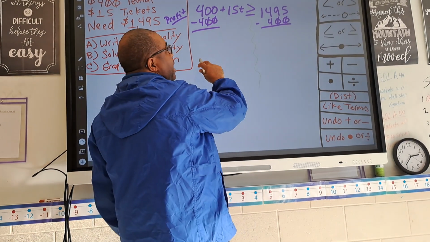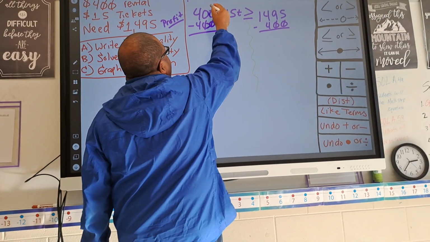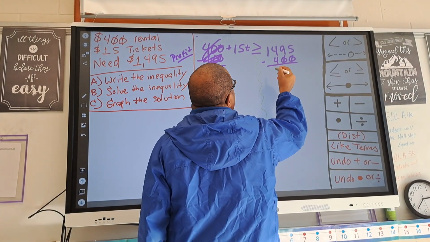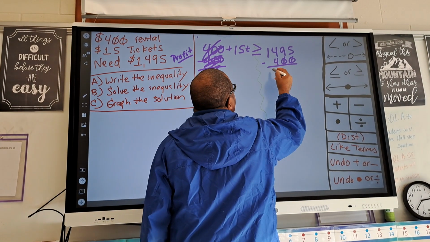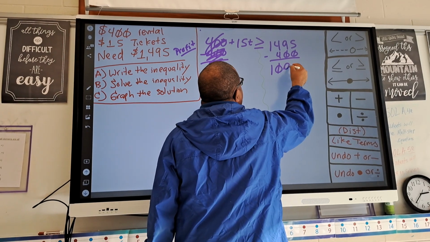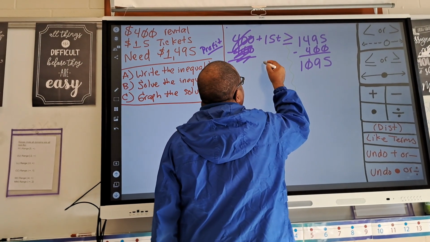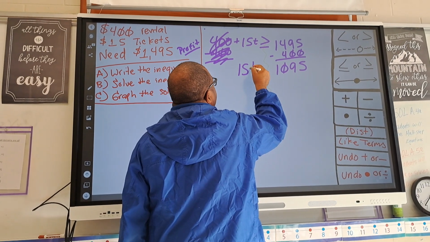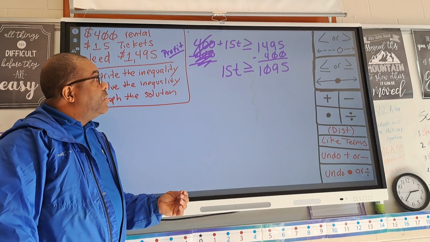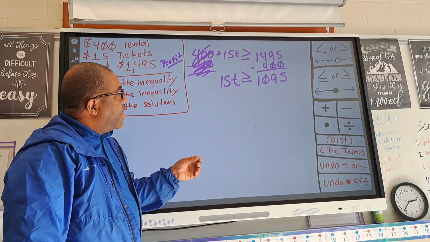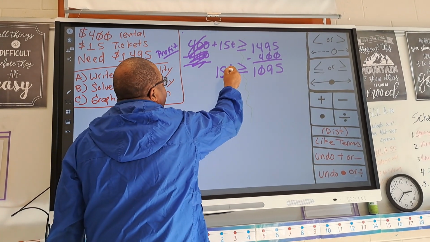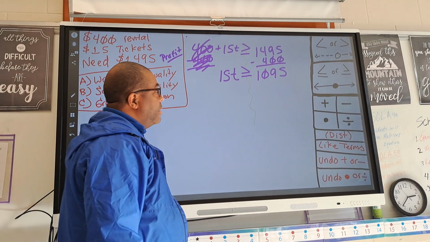All right? Now we do it on one side, we have to do it on the other side. So 400 minus 400 leaves you with 0. And on this side, 1,495 minus 400 will leave you with 1,095. So they need to sell a certain amount of tickets greater than or equal to 1,095. Now, 15T is really 15 times T.